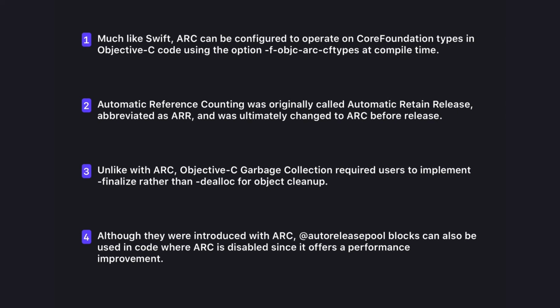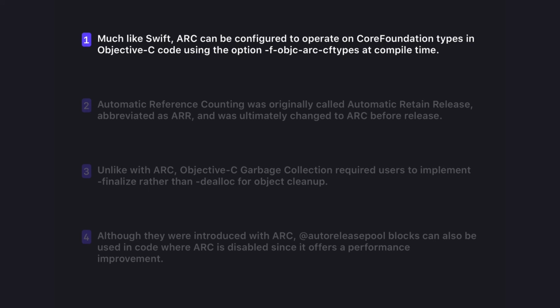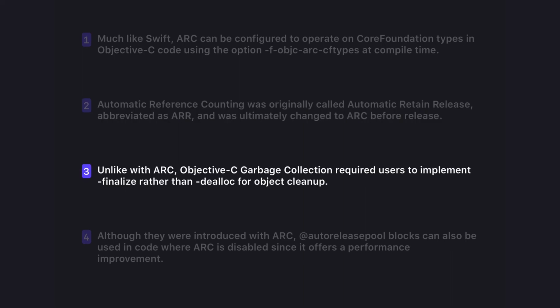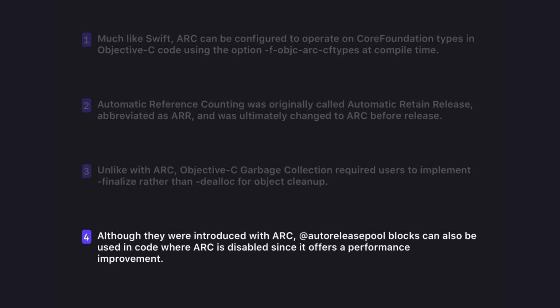So much like Swift, ARC can be configured to operate on Core Foundation types in Objective-C code using the option -fobjc-arc-cf-types at compile time. Statement number two, automatic reference counting was originally called automatic retain release, abbreviated as ARR, and was ultimately changed to ARC before release. Statement number three, unlike with ARC, Objective-C garbage collection required users to implement finalize rather than dealloc for object cleanup. And statement number four, although they were introduced with ARC, autorelease pool blocks can also be used in code where ARC is disabled, since it offers a performance improvement.